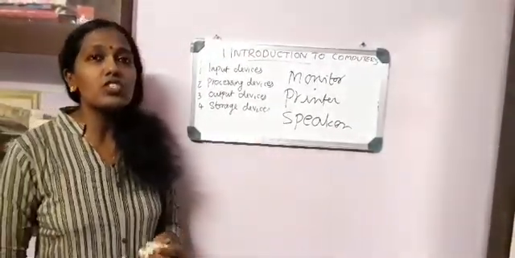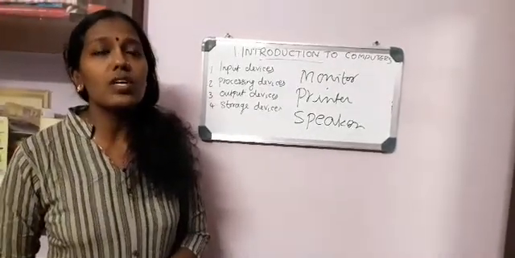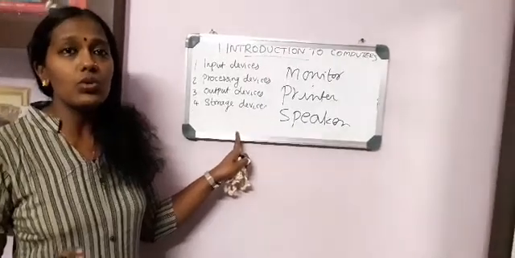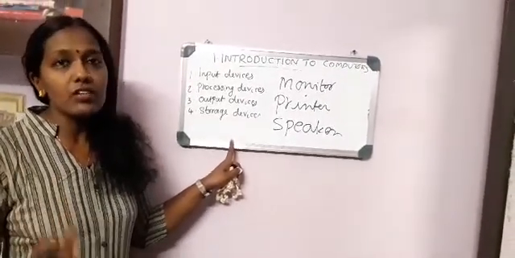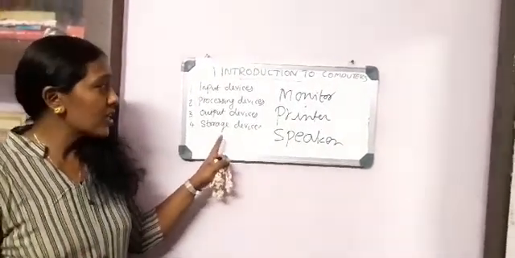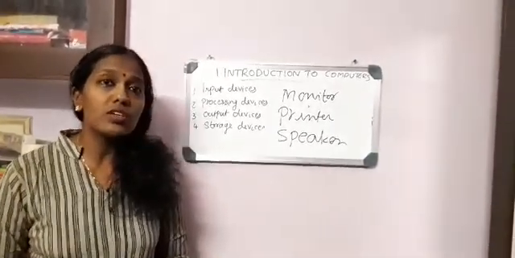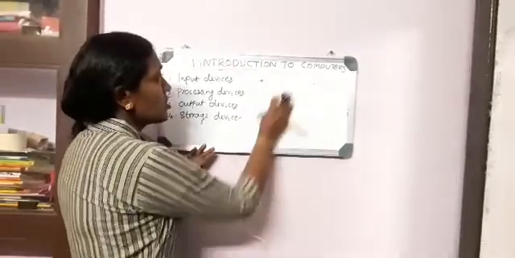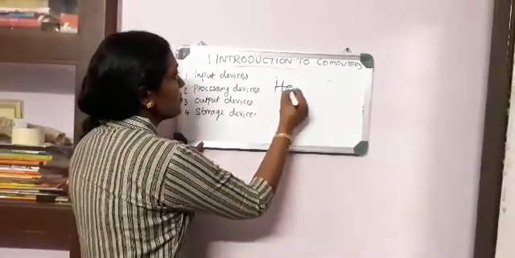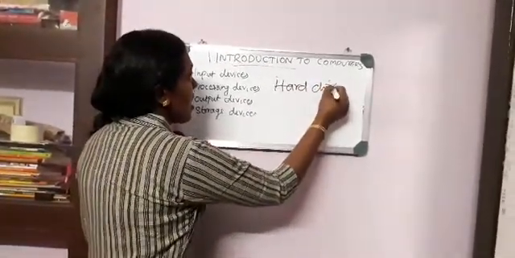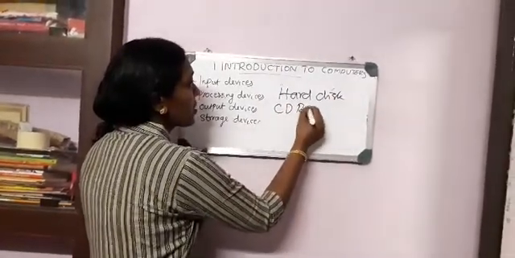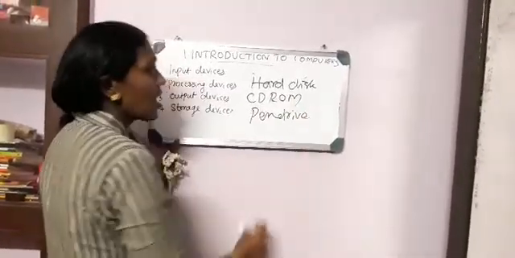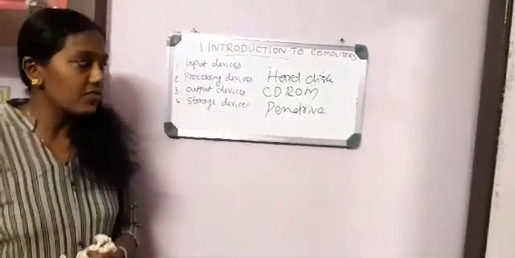Last one is, children, storage devices. What about storage devices, children? Storage devices are used to store the information. And which are the different types of storage devices? Hard disk, CD-ROM, pen drive. These are the different examples of storage devices.